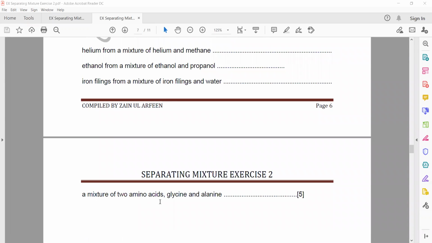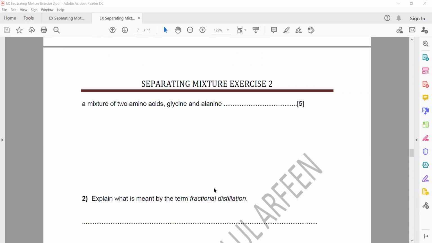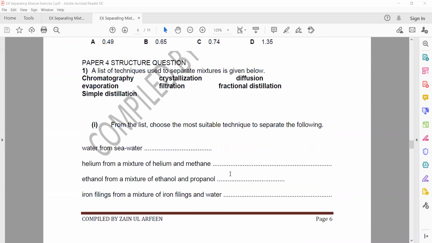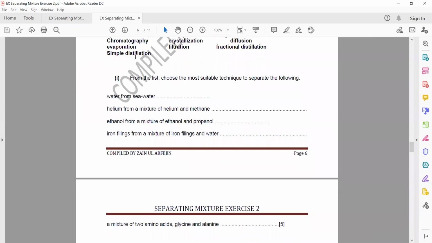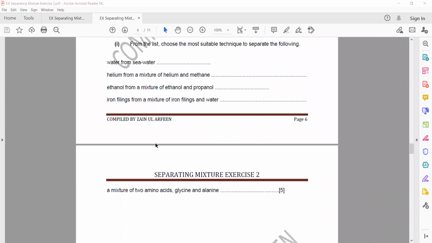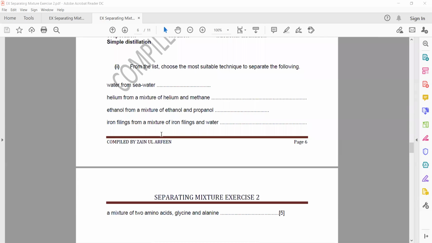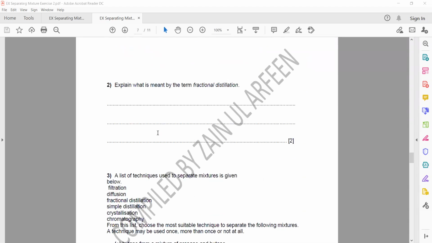A mixture of two amino acids, glycine and alanine. So when two amino acids are there, which technique do we use? Chromatography. So we'll use chromatography. It's not necessary that you have to use all the options which are given. Any suitable technique you can use.